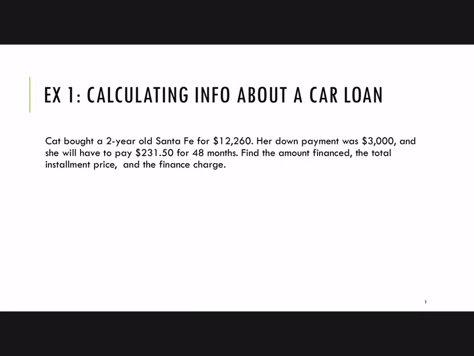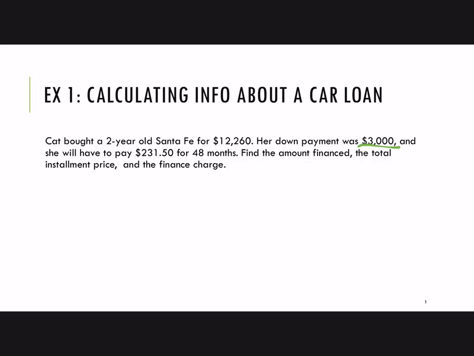So let's start by finding the amount financed, and that would be the difference between the price of the item and the down payment. So whatever she's paid for up front, $3,000, that doesn't get wrapped into the loan or that financing that she's taking out.